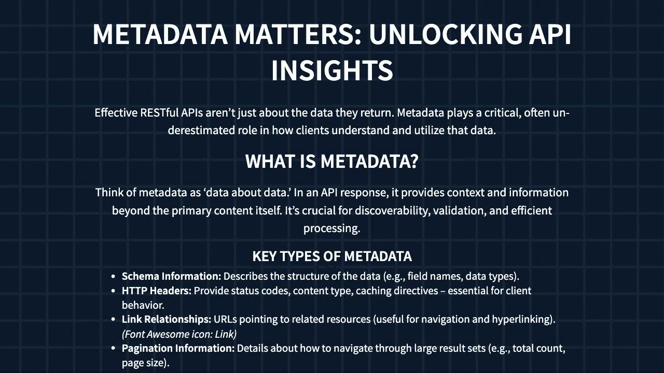Let's talk about metadata in APIs. It's not just the data you get back, it's about the data. Think of it as extra information that helps clients understand exactly what they're dealing with. We're talking about things like describing how your JSON is structured, giving HTTP status codes and content type headers so the client knows how to handle the response, and even providing links to related resources for easy navigation. Essentially, metadata makes your API much more robust and easier to use.